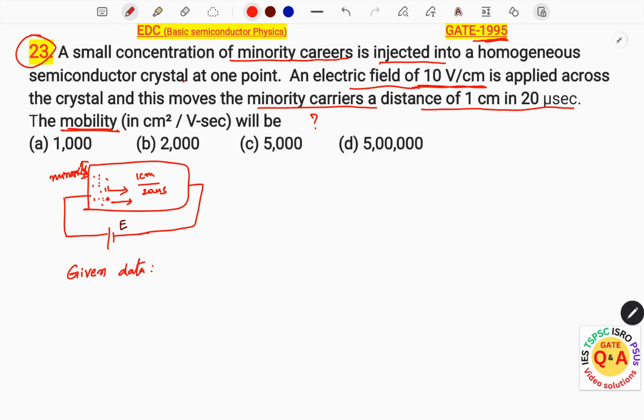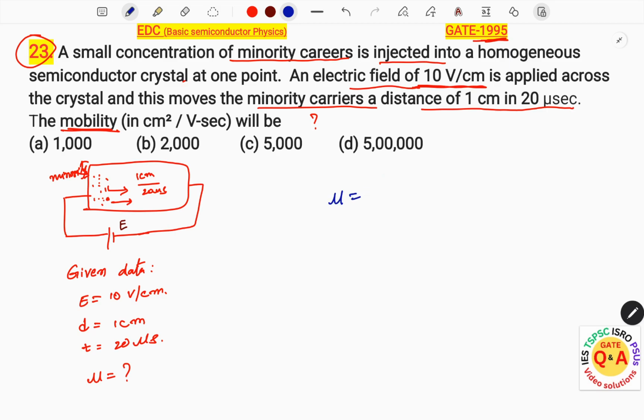Given data: the electric field is 10 volt per centimeter, the traveling distance is 1 centimeter, and the time is 20 microseconds. Then he is asking what is the mobility. First we need to know the mobility formula. What is the mobility formula?